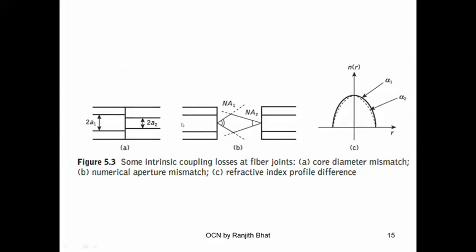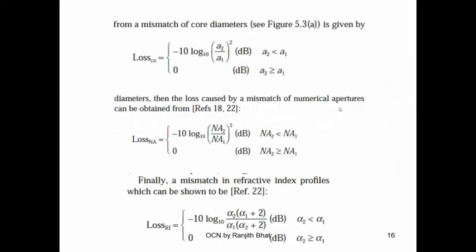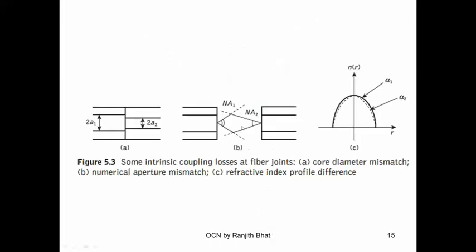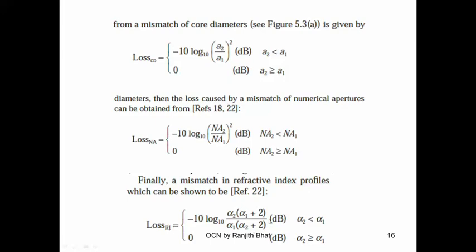Next, there is a possibility that the radius doesn't match, and the numerical aperture doesn't match. Numerical aperture, as I already told you, is how much light the fiber is going to accept. And finally, you have the refractive index profile difference, so this is alpha 1 and alpha 2, two different profiles which are not matched. So you cannot join two fibers well in these situations. Okay, these are the losses. This is the core diameter loss, this is the numerical aperture loss, and this is the refractive index profile loss. You might face numerical problems on this, so kindly go through this slide.